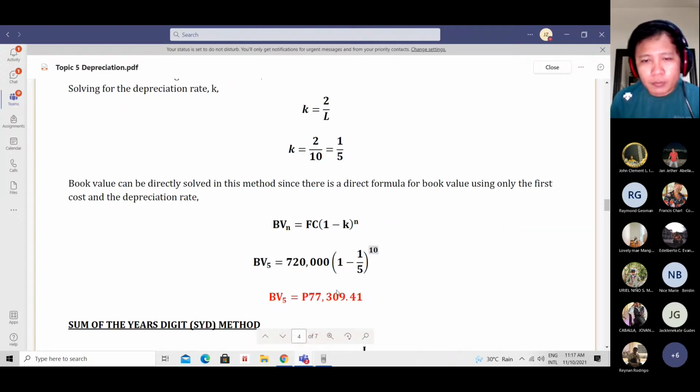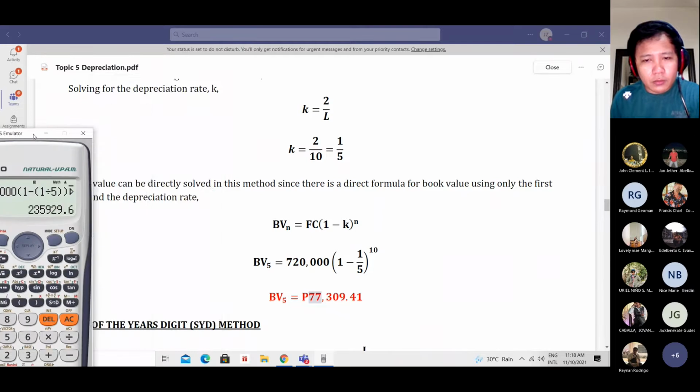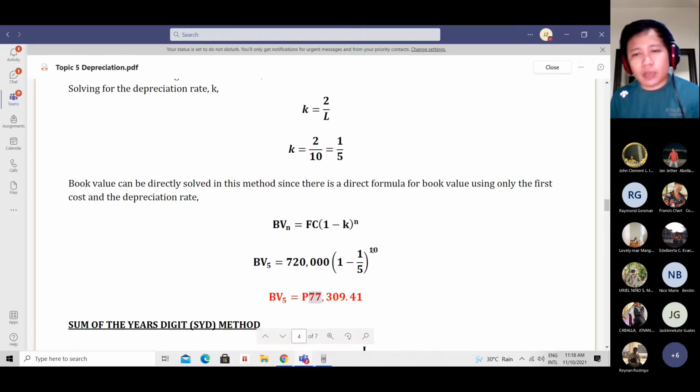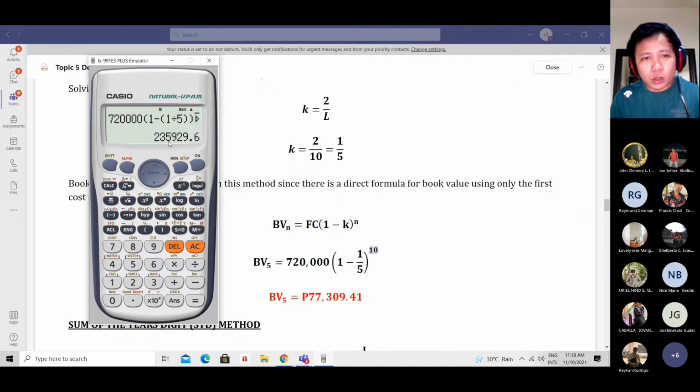Ay, pero 77, lahat naging answer. Let's check daw. 720, 1, 2, 3. Times 1 minus 1 divided by 5, the power of 5 man to, no? To 3, 5 gana ini, no? So, sayop giday ni. Nasayop na sad ko og suwat, dapat ani 5. So, ang answer niya should be 235,929.